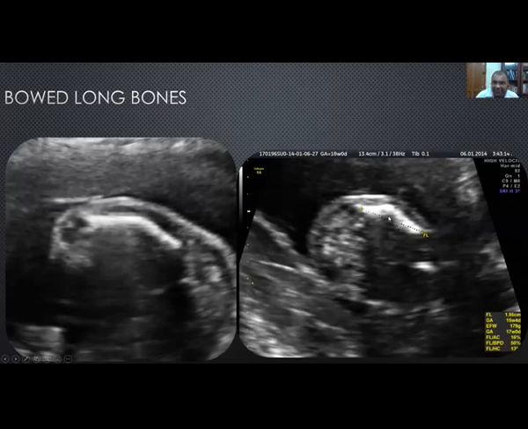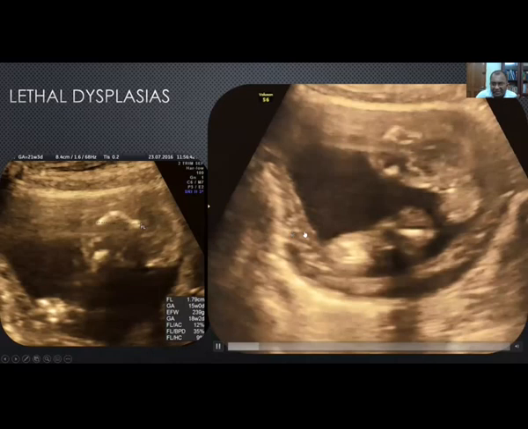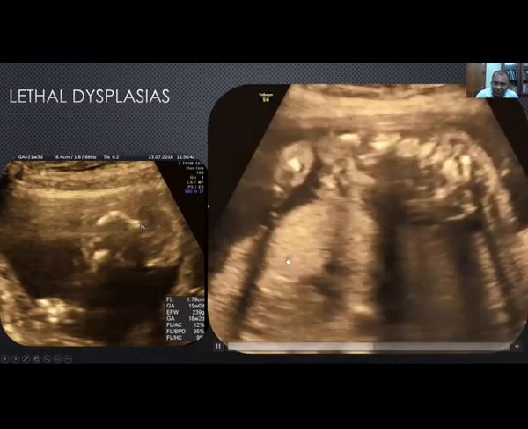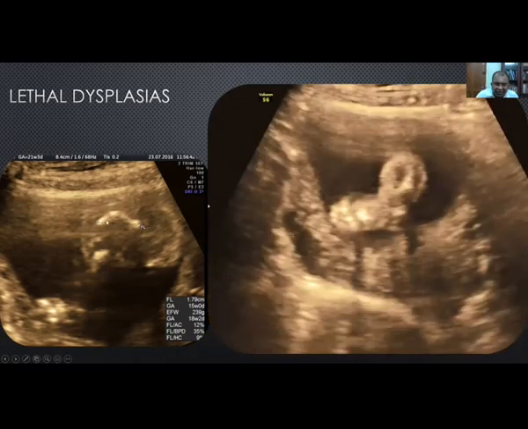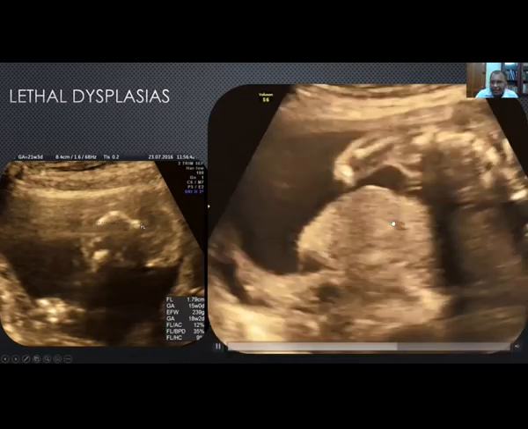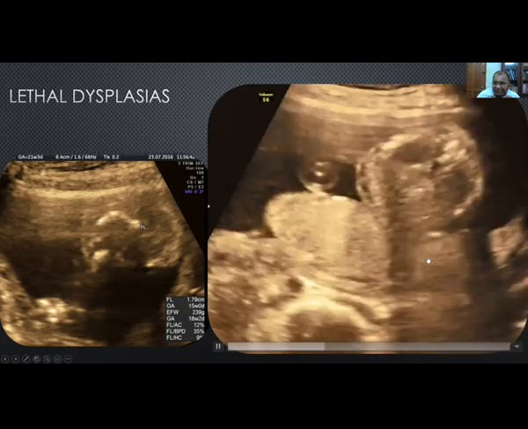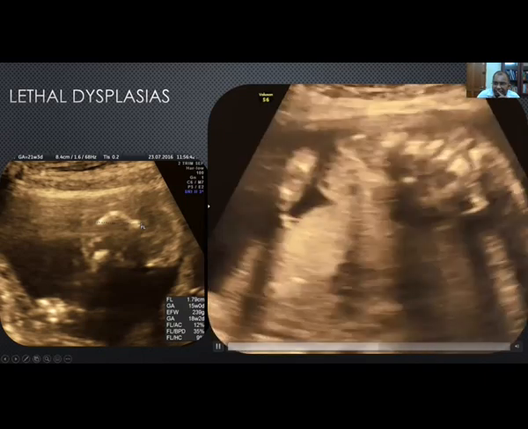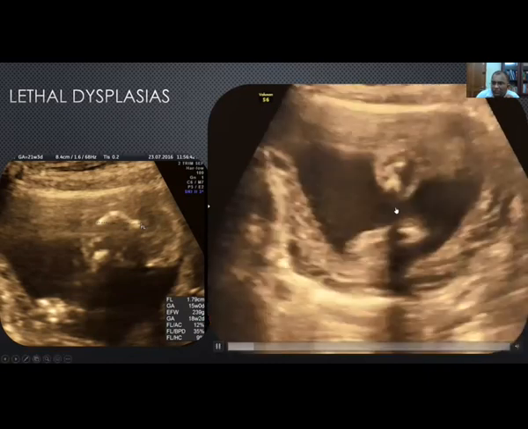But if the presentation is generalized, and multiple other bones are also shown, then you need to look for other abnormalities, including skeletal. Now, this is a 21-week fetus with a 15-week femur, typical telephone receiver appearance. One thing that we need to observe to call a dysplasia lethal: what is most striking about this fetus? It has more soft tissue for its bones.